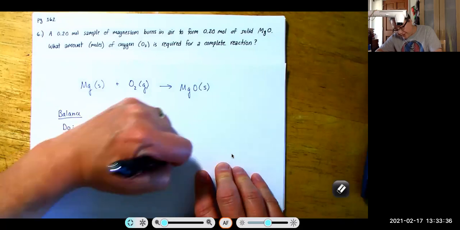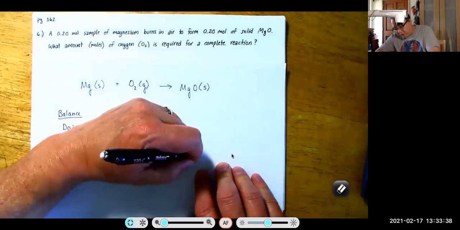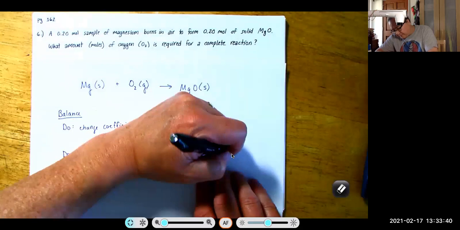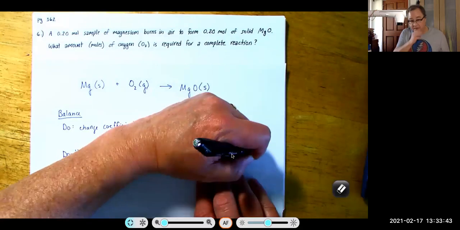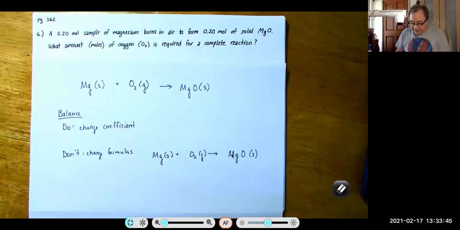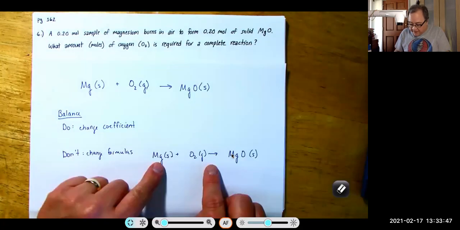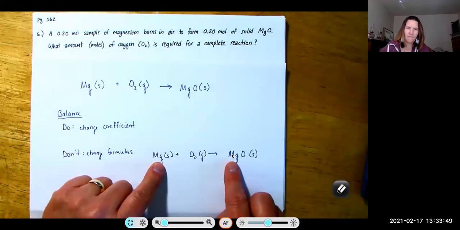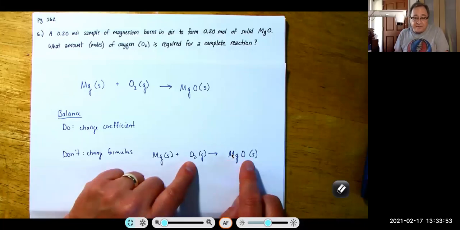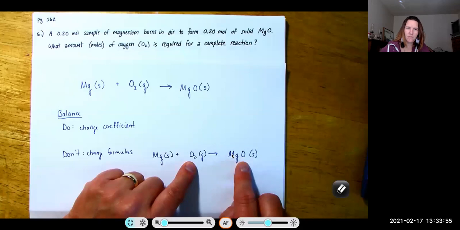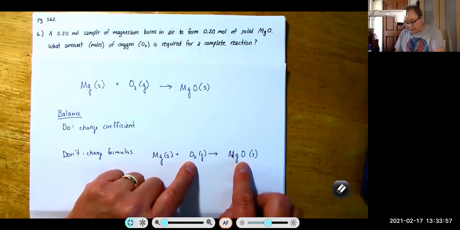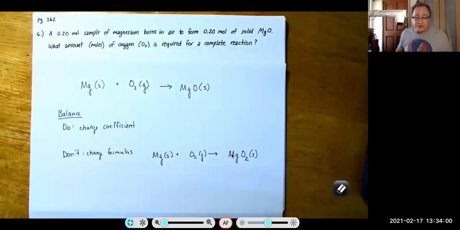I'm going to rewrite this, and then I'm going to show you the don't. Do you see that we have one magnesium here and one magnesium there? Yeah. That's balanced. Do you see that we have 2 oxygens here and 1 oxygen there? Right. That's not balanced. So I'm going to put a 2 there, so that way we now have 2 oxygens on the right.